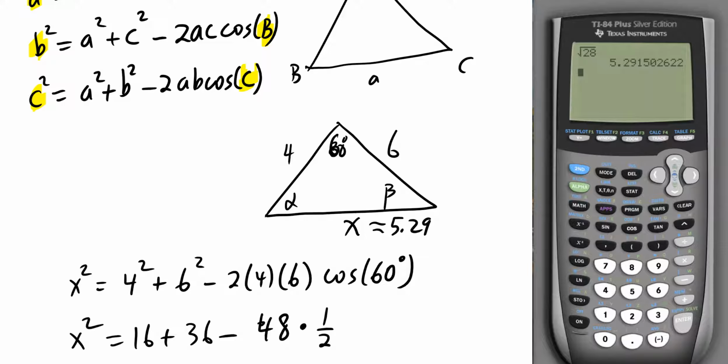By doing sine alpha over 6 equals sine 60 over 5.29. That will give you alpha. After you find alpha, then you use alpha plus beta plus 60 equals 180. Don't use law of sines.